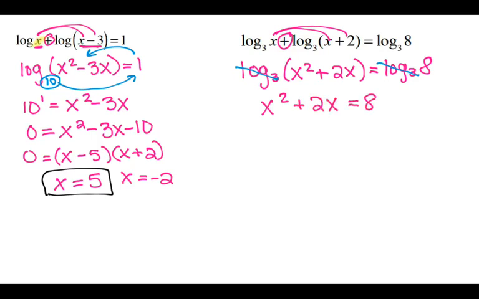And of course, another quadratic. Let's get it equal to 0. Keep your x squared positive. That way it's easier to factor. I'm going to subtract 8 from both sides.